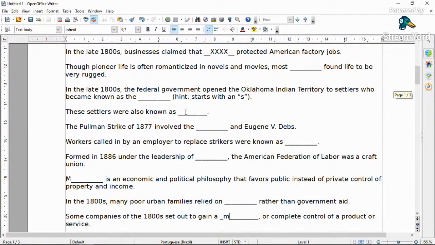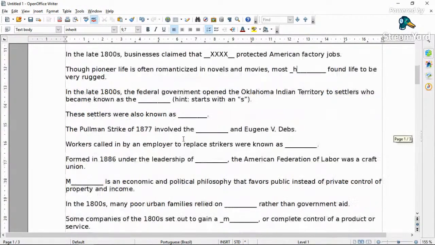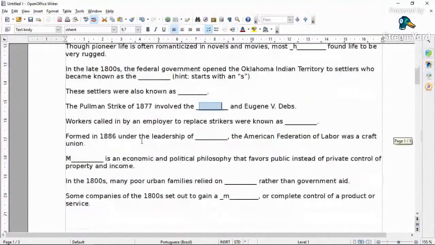Let me, in here, I'll give you a little bit of help. Begins with an H. Remember the name of that act that allowed people to go in there. Here, if you look online, it just says the Pullman strike involved, who did the Pullman strike of 1877 involve? One person was this guy, Eugene V. Debs, and the other is the answer, okay? Workers called by an employer to replace strikers. Okay, so what is an employer called in to replace strikers? You're going to get your answer.